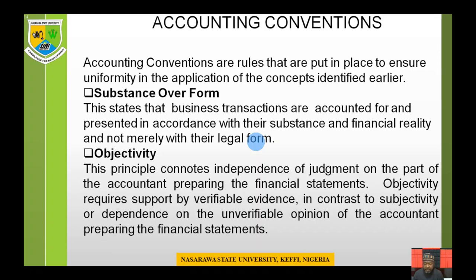hire purchase. If you engage in a transaction under hire purchase, the legal requirement is that the asset you bought, through a contract of hire purchase, is not yet your own until you have finished paying all the installments and you paid a token for exercising the right to acquire that asset. Until that happens, that asset is not yet your own.